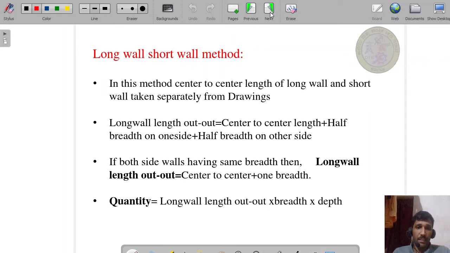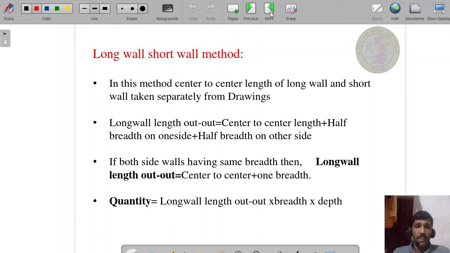Now, the long wall short wall method. In this method, the center to center length of the long wall and short wall are taken separately from the drawings. By referring to the drawings, first you identify the long walls and short walls. Afterwards, you calculate the center to center length of the long walls and short walls. Next, after calculating the center to center length, how many long walls and how many short walls there are also has to be considered.